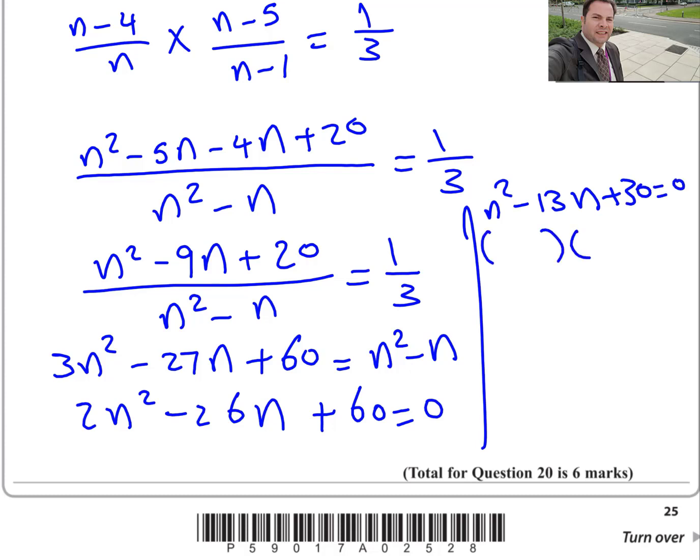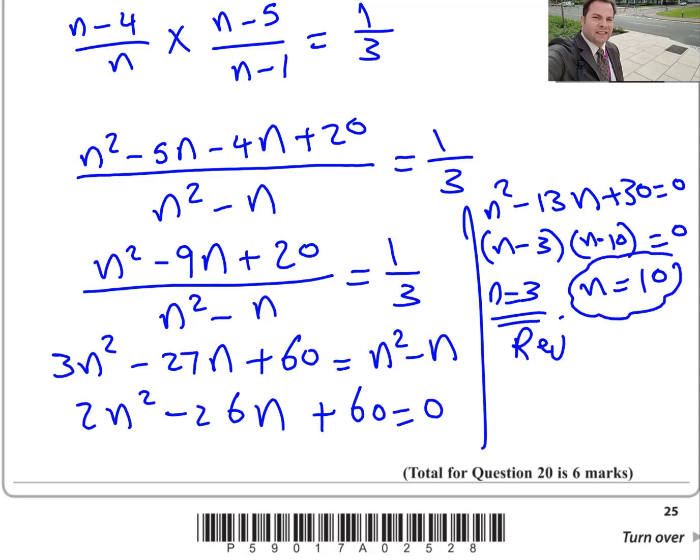Factorize into 2 linear expressions. n times n, 3 times 10. The product is positive and the middle term is negative, so both are negative. 2 factors, their product is equal to 0. n minus 3 is 0, so n is equal to 3, and n is equal to 10. But n is equal to 3 is rejected, so the answer is n is equal to 10.